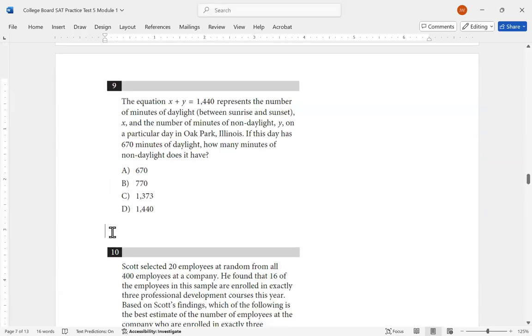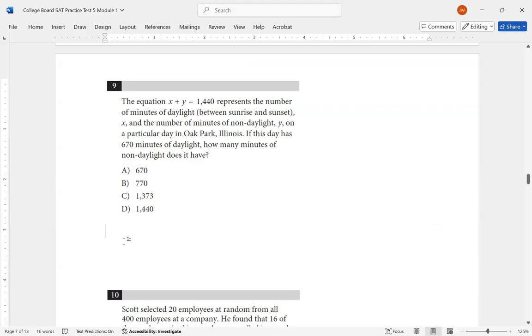Let's look at problem number 9. The equation x plus y equals 1,440 represents the number of minutes of daylight between sunrise and sunset, x, and the number of minutes of non-daylight, y, on a particular day in Oak Park, Illinois. If this day has 670 minutes of daylight, how many minutes of non-daylight does it have?